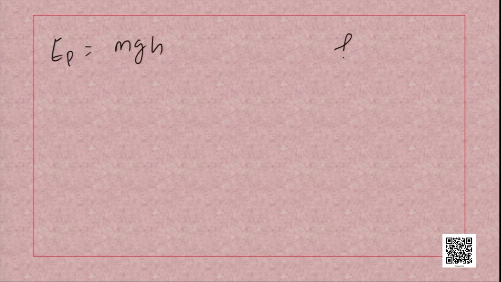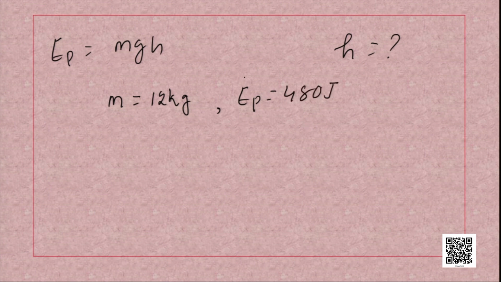So, the solution will be, here we can write it as EP is equal to mgh. The h we need to find out. Mass is given to us as 12 kg, and the EP, that is your potential energy, is given to us as 480 joule, and the acceleration due to gravity, we will consider it as 10 meter per second square as per the question. So, we will substitute these values.